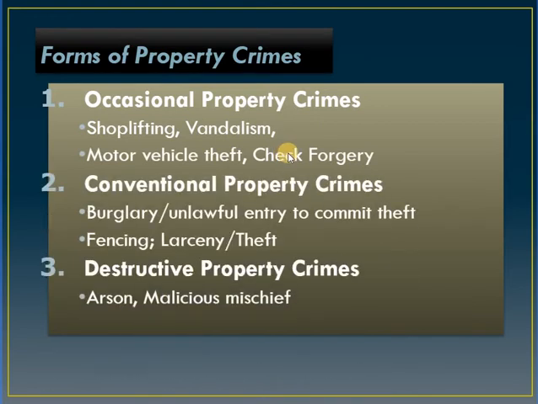Di ba? Occasional property crimes, we have shoplifting, vandalism, motor vehicle theft, check forgery. Kapag naman conventional property crimes, ito yung burglary or unlawful entry to commit theft, yun yung burglary. Or fencing. Alam niyo yung fencing? Meron tayong anti-fencing law. Do you know what is fencing?